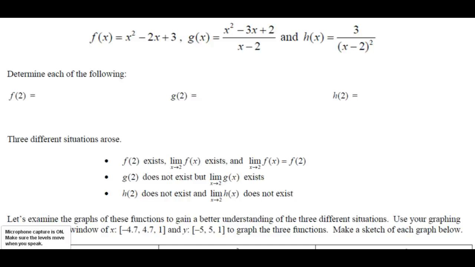Okay, let's determine each of the following. What's f of 2? Well, all we do is substitute in a 2 for x and work it out. So f of 2 is equal to, wherever I see x, I write a 2, which is equal to 4 minus 4 plus 3, which is 3.